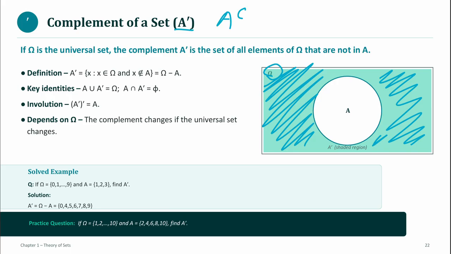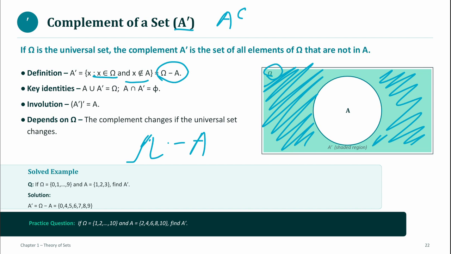So if you see the definition here, X such that X belongs to the universal set and X does not belong to A. That means what we are basically doing here is that we are doing the difference of the universal set and our set A.